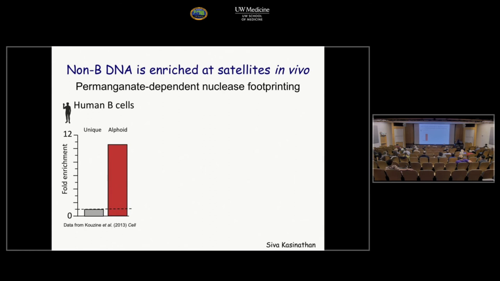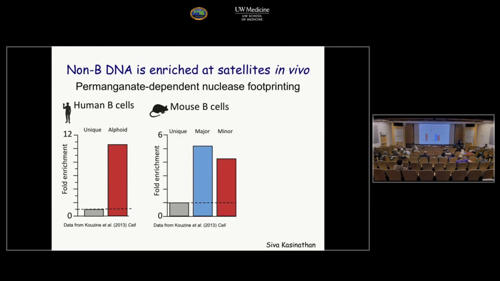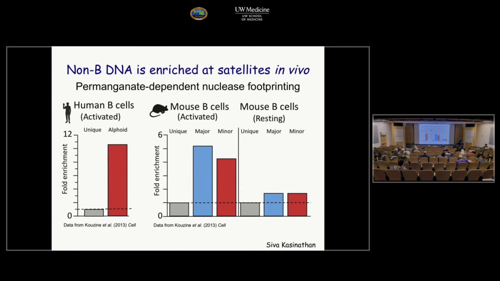Experimental evidence. So Siva looked at data that came from Dave Levens' group, where they had used permanganate-dependent nuclease footprinting. What that is: potassium permanganate will derivatize single-strand DNA, so it won't reanneal on itself, and therefore it can be chewed up by S1 nuclease, and then it's a matter of just sequencing the ends, and you can deduce where the non-B DNA was, or you might think of it as just the single-stranded regions in the genome. And it turned out that half of their signal was over alpha satellite in human B cells, and also over major and minor satellites in mouse.